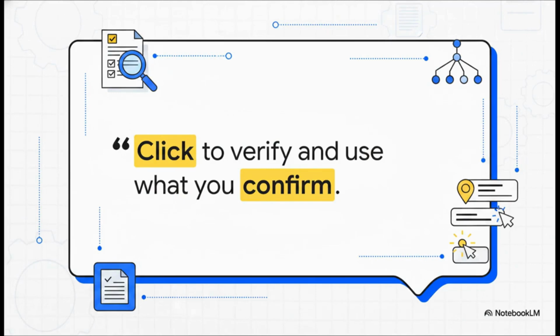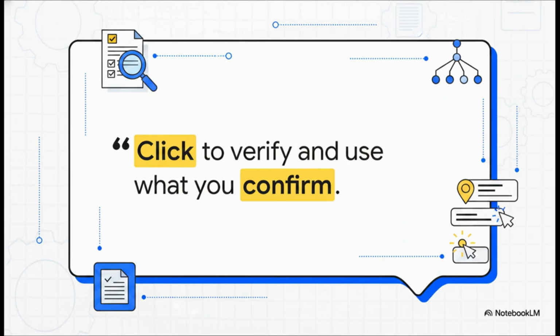The absolute golden rule here is to click to verify and use what you confirm. If you're using this to pull quotes, statistics, or definitions, you really need to prompt the AI effectively. You want to ask highly specific questions using the actual terms found in your documents. If the AI replies with just a general summary and no citations, don't just accept it. Rephrase your question. Ask it to point you to the specific passage.